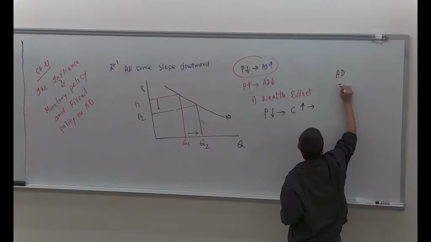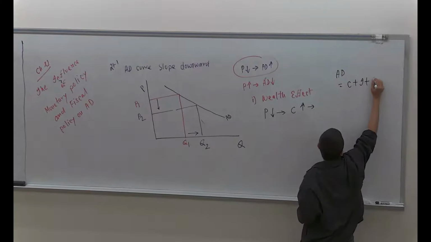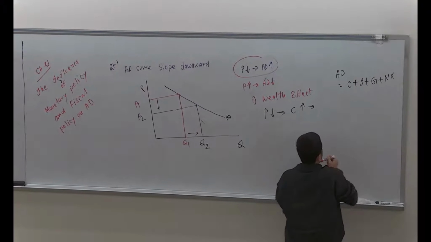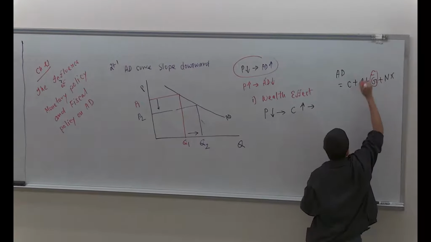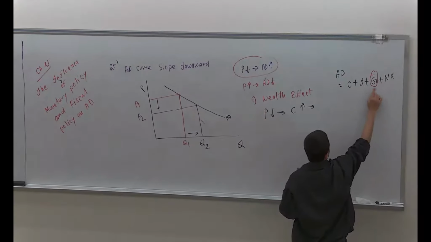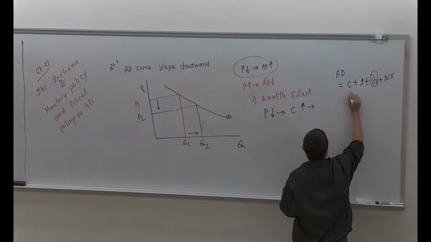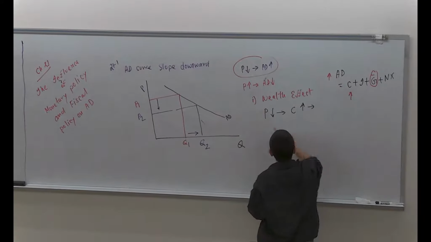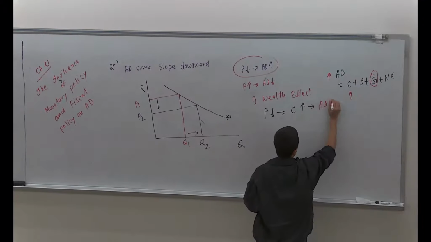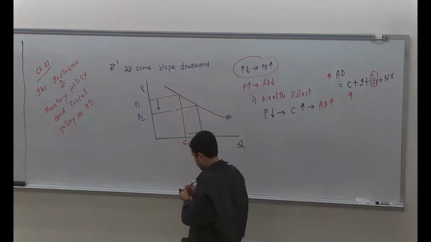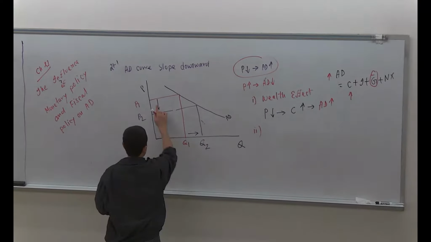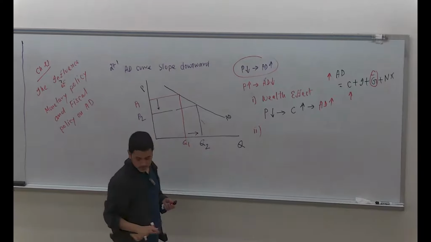As you can remember, aggregate demand has four components: consumption, investment, government purchases, and net exports. Government purchase is just a government decision, exogenous. But if anything in C, I, G, or NX goes up, then aggregate demand also increases. So here the price level falls, we consume more, and aggregate demand increases. This is the wealth effect. Price falls, aggregate demand increases because of higher consumption.